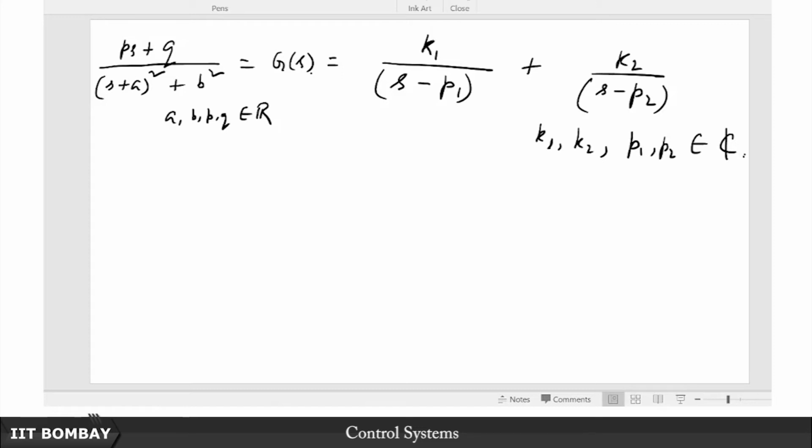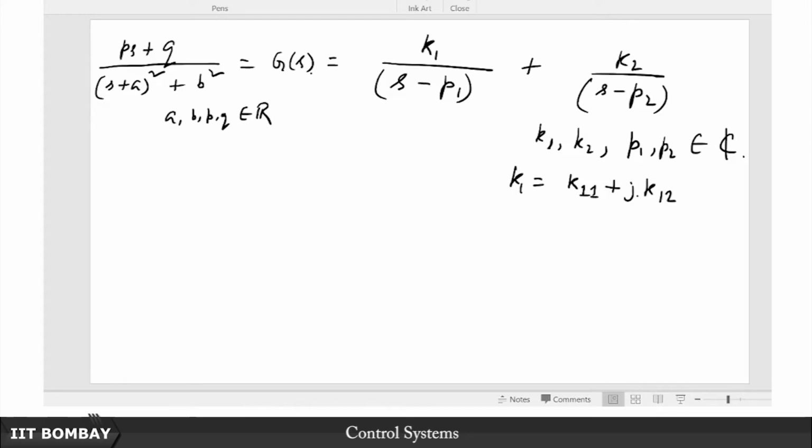If you now allow them to be complex, let us say, then k1 can be written as k11 plus, so basically we are trying to expand this into real and imaginary parts. Since k1 can be expanded into two parts, k11 is the real part, and then we have plus j k12.